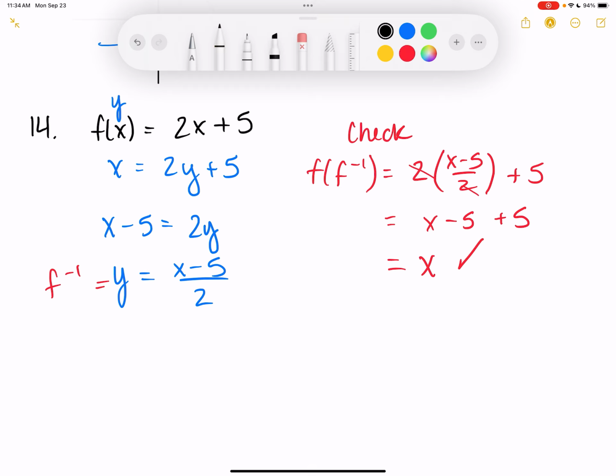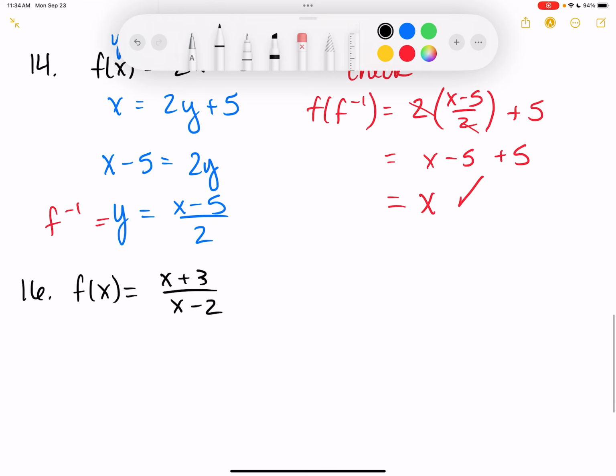16. f of x equals x plus 3 over x minus 2. So we are going to swap x and y. So x equals y plus 3 over y minus 2. Notice this one has 2 y's in it, as well as obviously the one x. So I swapped anywhere there was an x, there's now a y.